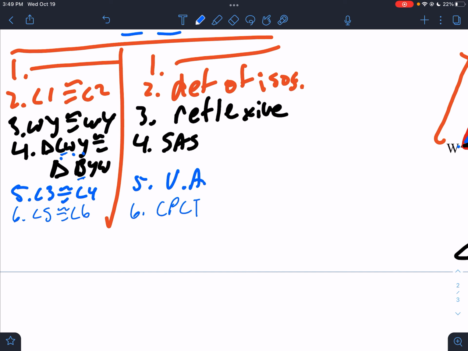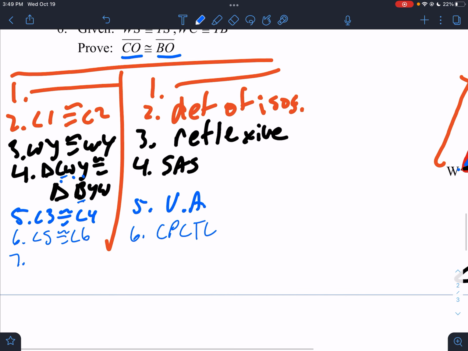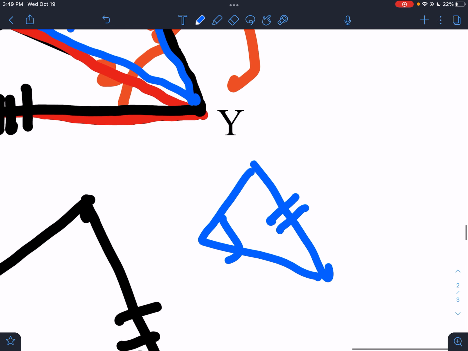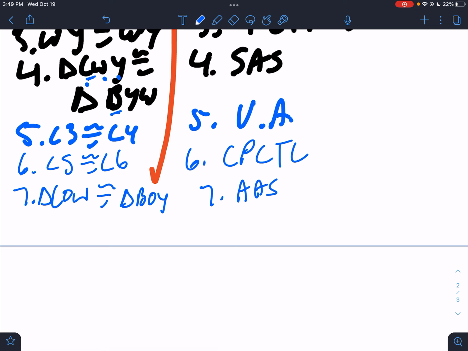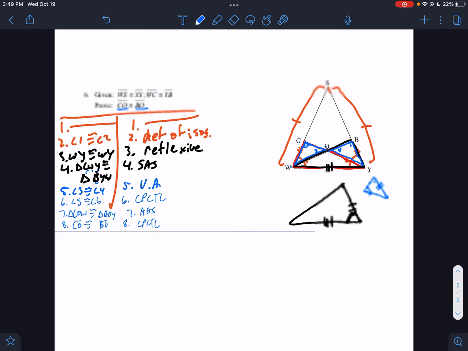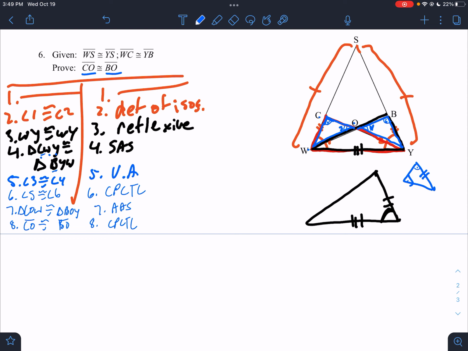And that is CPCTC. And now we can say our triangles are congruent. Triangle COW is congruent to triangle BOY. And what do we have? So we got this angle at the top now. We have angle, angle, non-included side. Let me mark the picture. So can we now say CO is congruent to BO? Yes, we can. So 3 was 4, C and B, COW and BOY. All right, I like it.